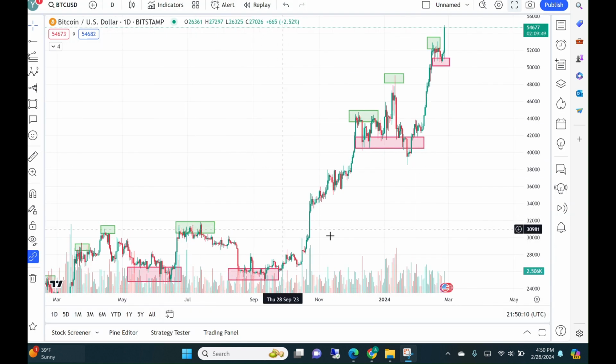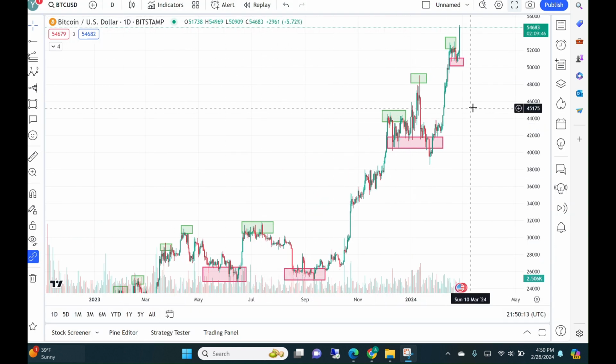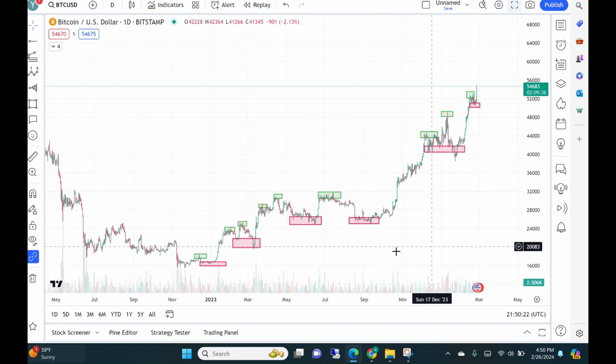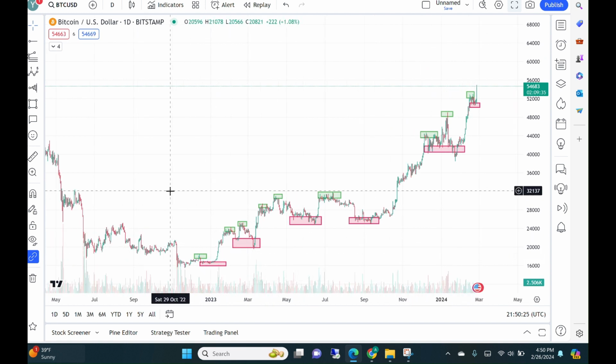So as we can see, this is our Bitcoin chart on a daily basis. Right now Bitcoin is trading somewhere around 54,683, and let's zoom out a little bit. So what do I mean by swing lows and swing highs?